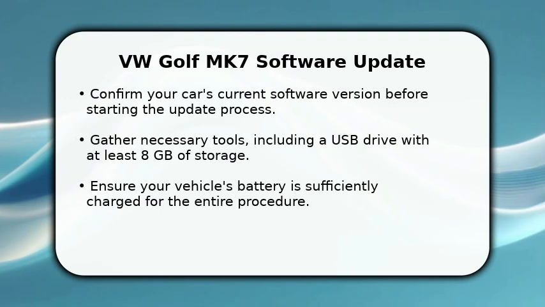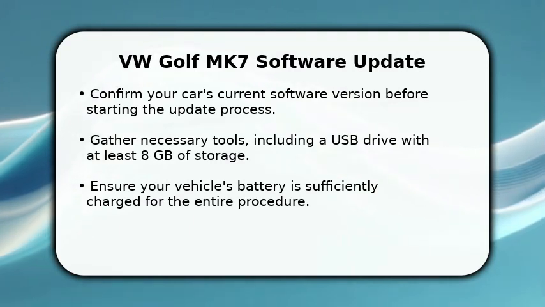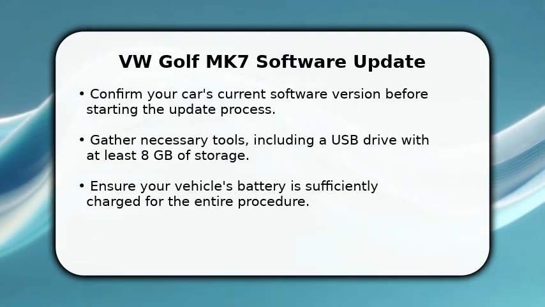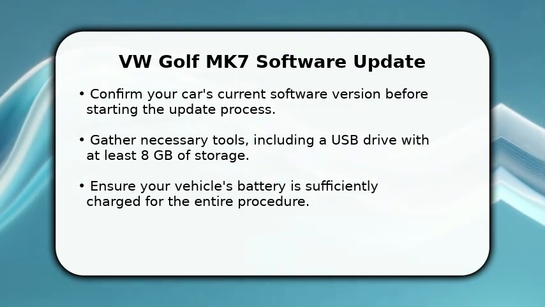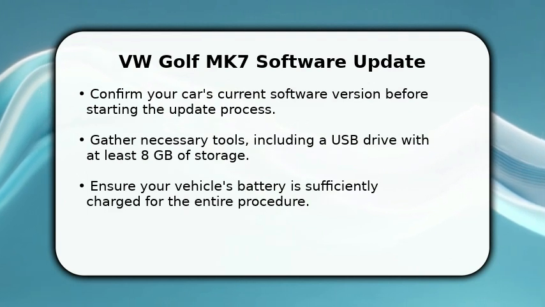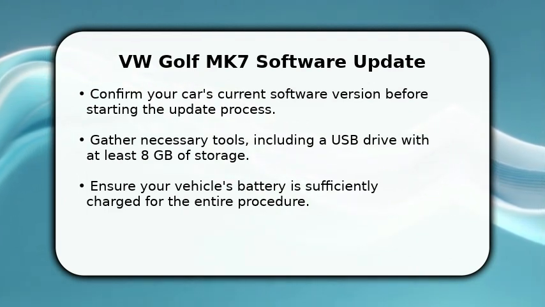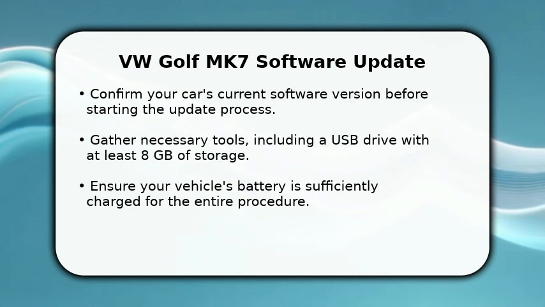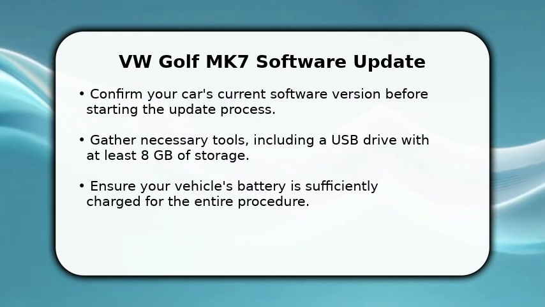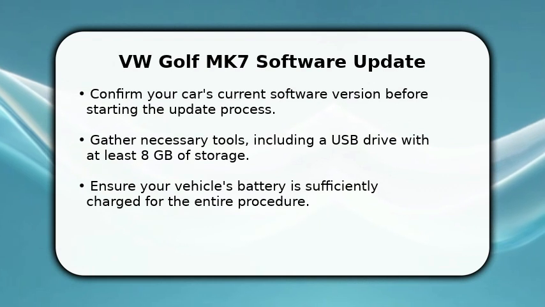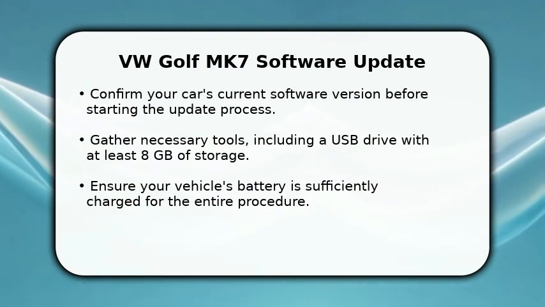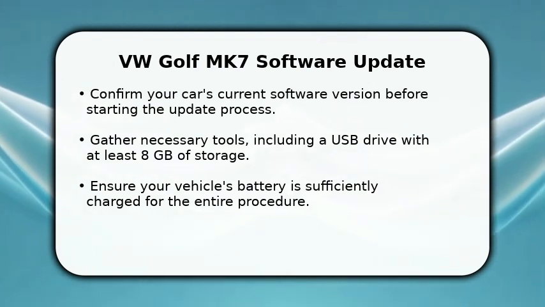In this video, I will explain how to update your VW Golf Mk7 software. First, ensure your vehicle's ignition is on but the engine is off. You'll need to check your current software version through the infotainment system settings. This helps you confirm if an update is available and what version you are currently running. Having a clear understanding of your starting point is crucial for a smooth update experience. Let's get ready to enhance your car's performance and features.